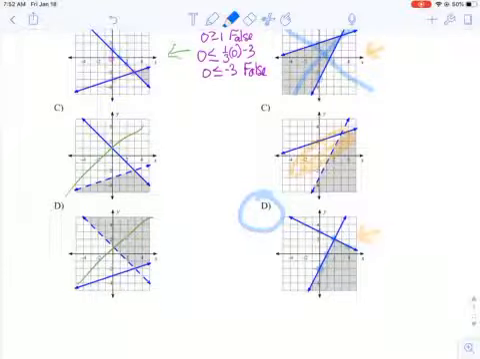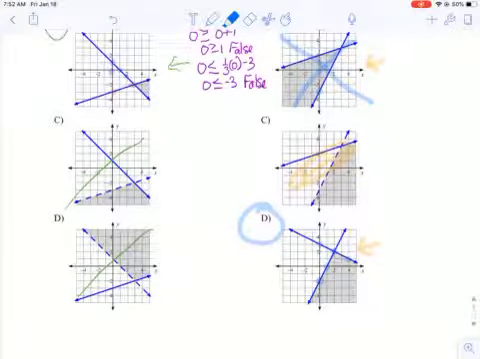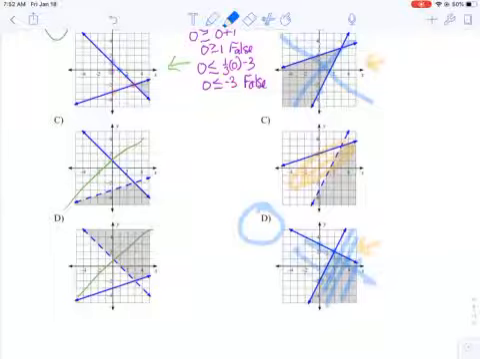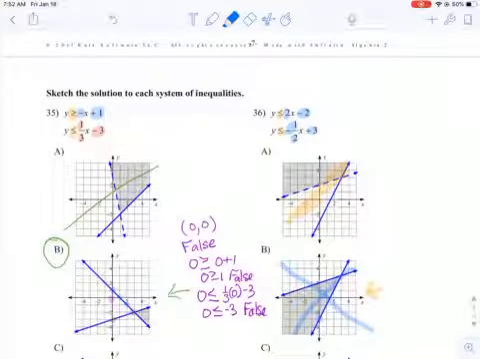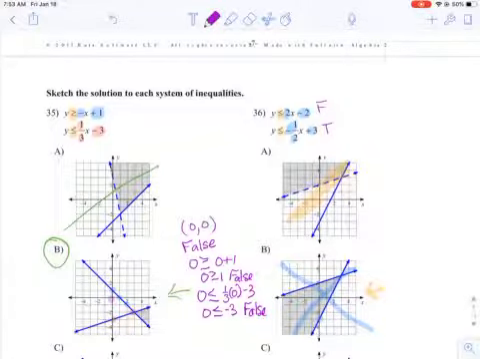You can see for the top graph, 0 would have been false, but for the bottom graph, 0 would have been true because this guy shades this way and this one shades this way. That's why they overlap. So you could see that if you would have plugged in 0, 0, this guy would have been false, this would have been true for 0, 0.